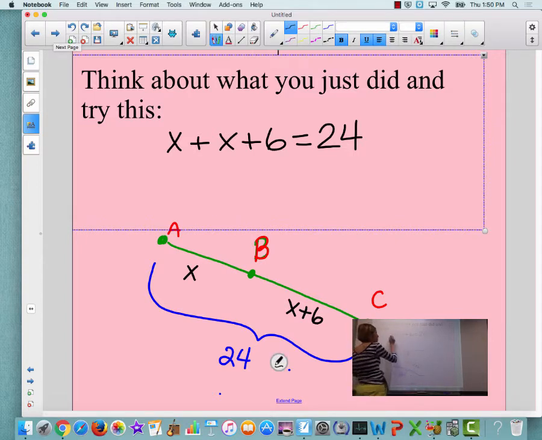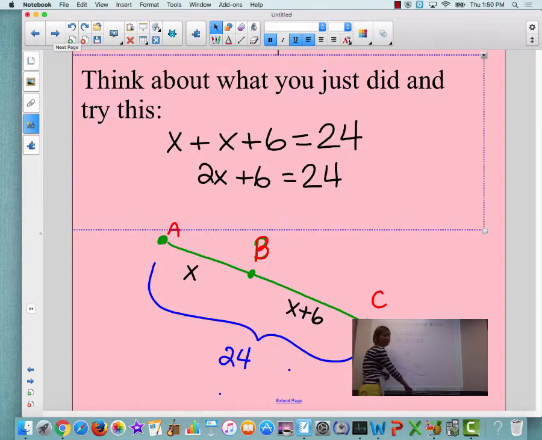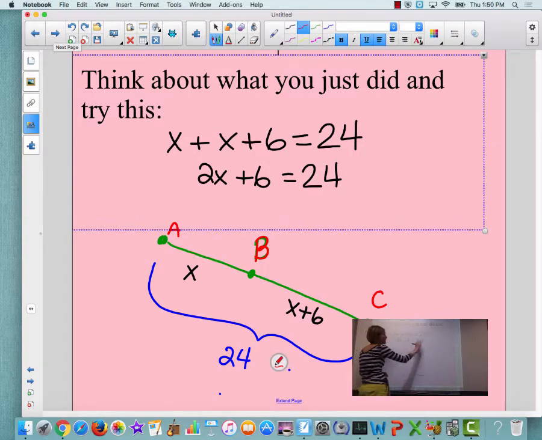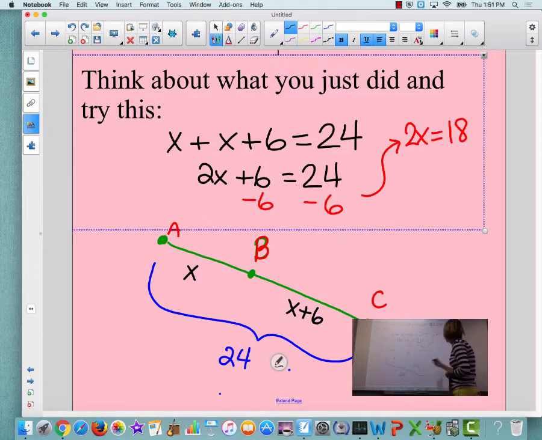Okay? So I'm going to add the like terms. X and X gives me 2X plus 6 equals 24. I'm going to balance my equation using that algebra. I'm going to get that 6 to the other side by doing its opposite operation, subtracting it to the other side. All right, so then 2X equals 18, and then I'm going to divide by 2. So then X equals 9.